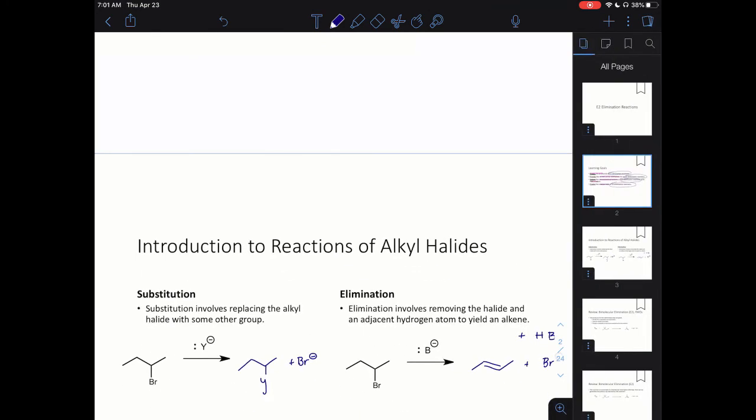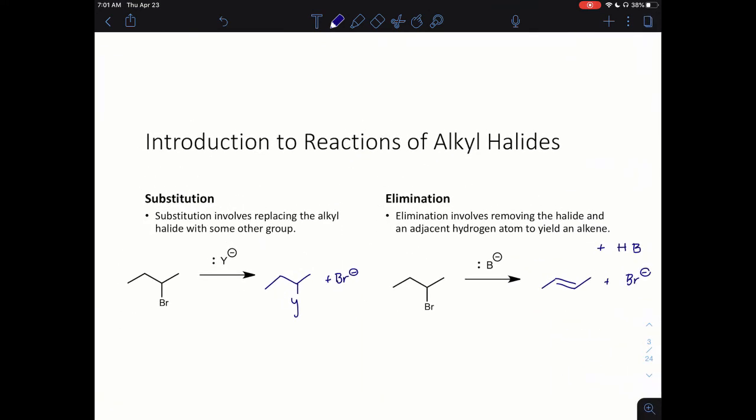So we know that there are two main groups of reactions of alkyl halides. They're substitution and elimination. And we'll be discussing elimination today. Elimination involves removing a hydrogen from the beta carbon of an alkyl halide, in addition to breaking the carbon-halogen bond, to generate an alkene, a leaving group, and then the conjugate acid of whatever base you used.